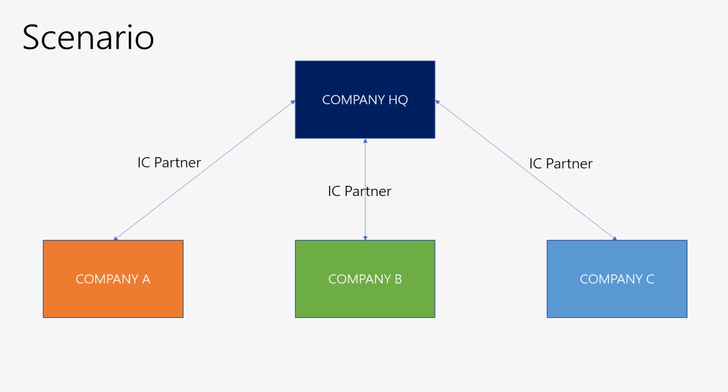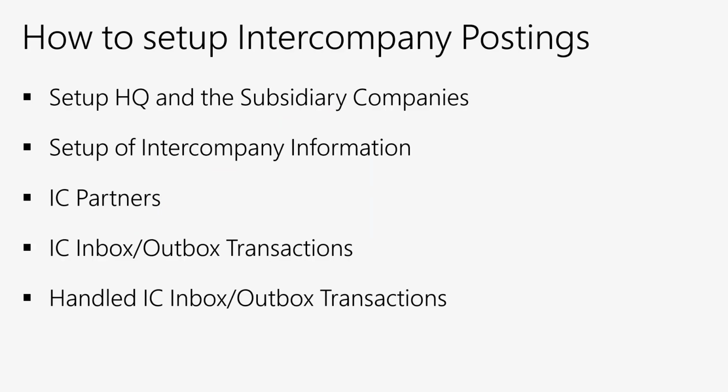The HQ company is connected to the subsidiary companies through the IC partner setup, where in company HQ, the company A, B, and C are created as customers, and in the company A, B, and C, the HQ company is created as a vendor. To begin doing intercompany transactions, there are a few setups that need to be done, such as setting up the HQ and the subsidiary companies, setup of the intercompany information, and then setup of the IC partners. Once this is set up, then the transactions go to the IC inbox and outbox transactions, and the handled IC inbox outbox transactions. Without any further ado, we'll jump straight into it.